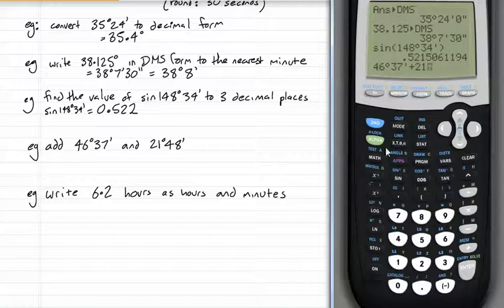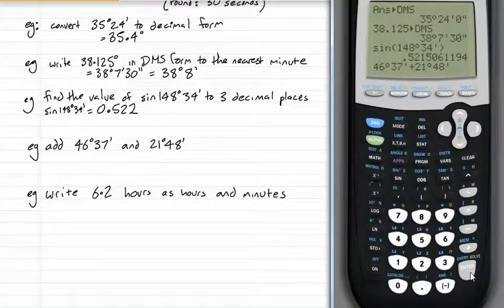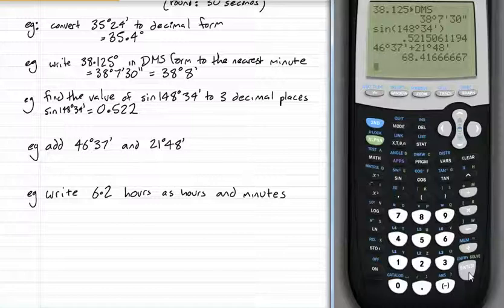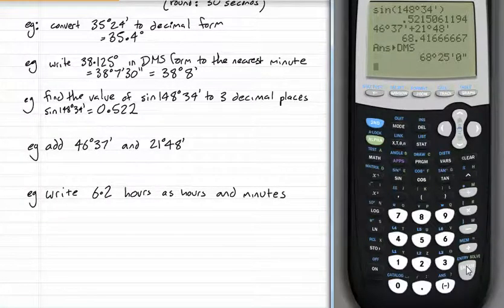Plus 21 degrees, 48 minutes equals, it gives us our answer as a decimal. If our question was in DMS form, definitely put your answer in DMS form. And we have 68 degrees 25 minutes.